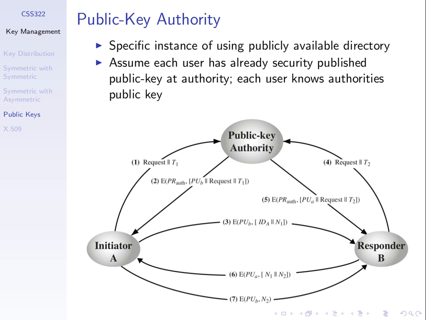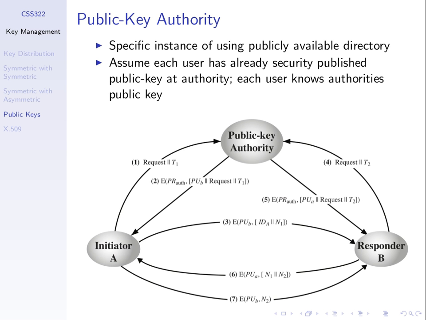So first, what is assumed before these six steps? What do we know? All three entities have their own public-private key pair. A has PUA, PRA, so does B, and the authority has its own pair as well. They generate their own pairs. The two users, A and B, publish their public key to the directory somehow. If I'm running the directory server, or I'm the authority, then you come to my office, give me your public key, and I enter it into the database. So the authority has the public key of A and B.